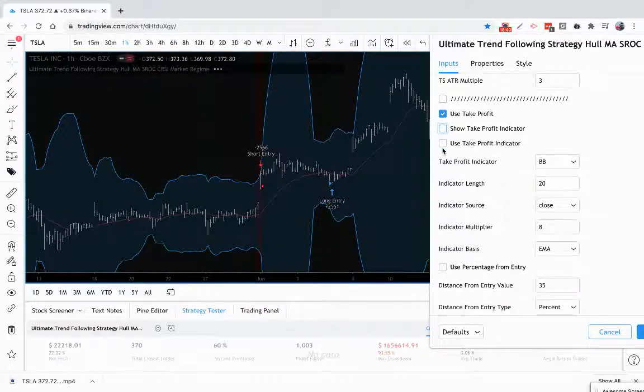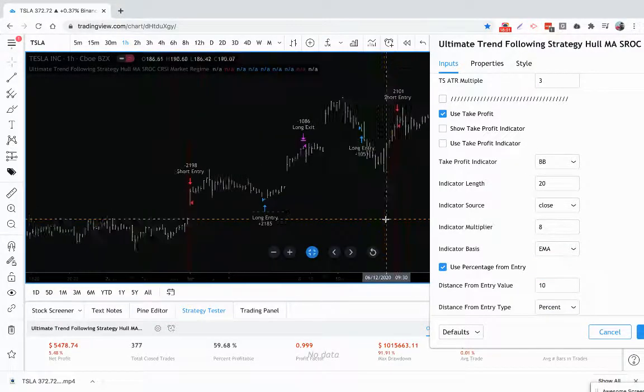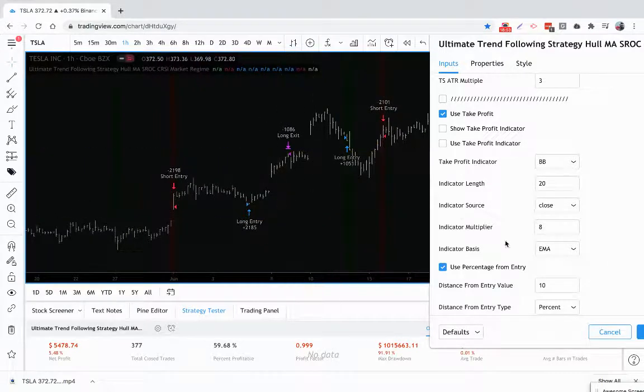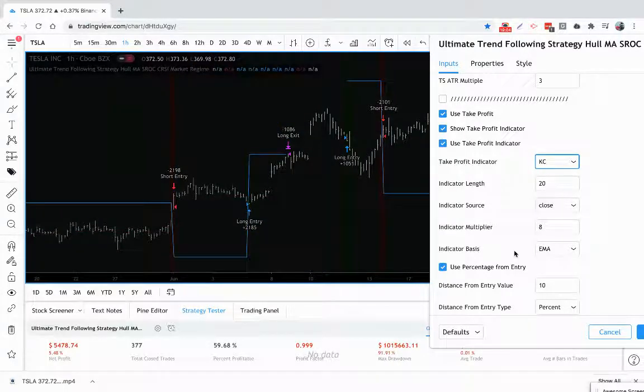Now, if you want to use a percentage from entry instead, maybe, hey, just exit me if I get 10% of profit, you can do that. And here's our take profits from that. So 10% from here to here, we got exited out. You can even use it together with the Bollinger Bands or the Keltner channels, and whatever happens first is you'll be exited that way. So you can use them together or one or the other.